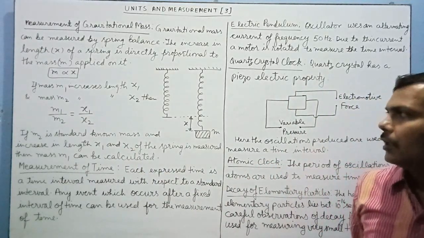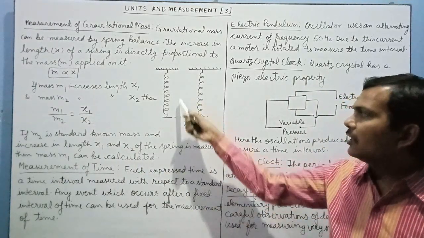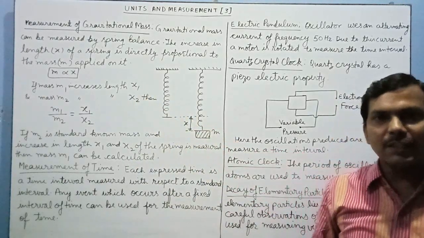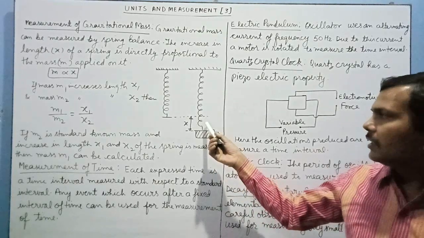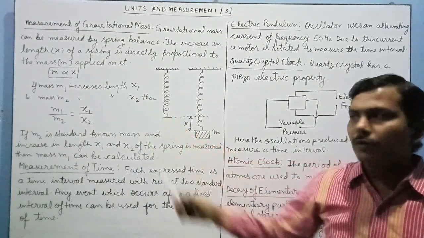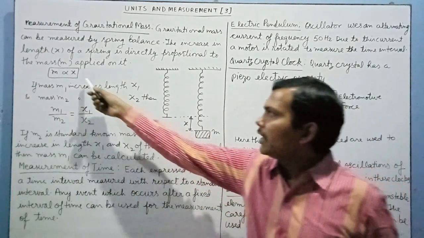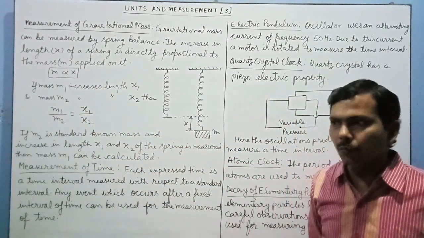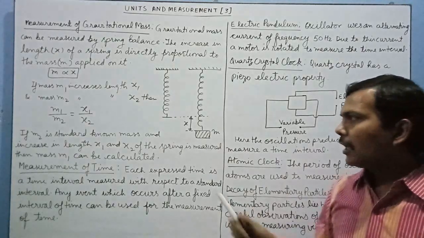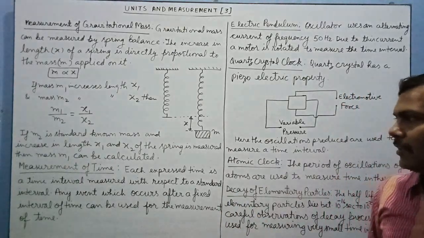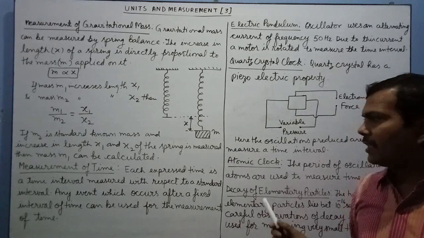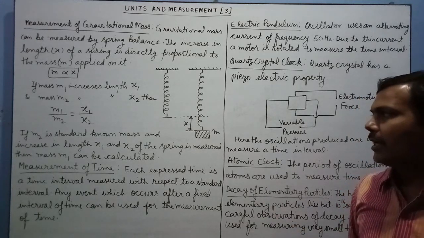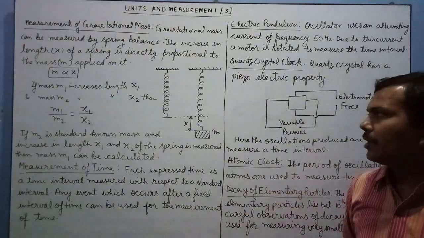Now if mass m1 increases the length of this spring by x1 and another mass m2 increases the length of this spring by x2, then according to this relation we can write m1 upon m2 is equal to x1 upon x2. If m2 is a standard known mass and the increases in length x1 and x2 of the spring are measured, then mass m1 can be calculated by this spring balance.